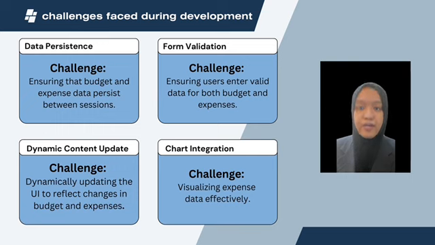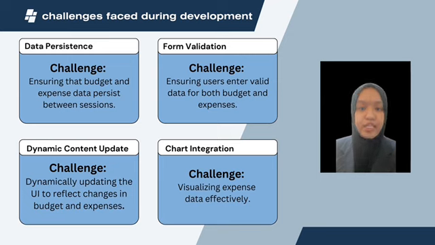Next is dynamic content update. The challenge is dynamically updating the UI to reflect changes in budget and expenses. The solution we identified is creating functions like updateUI that update the DOM based on the current state of budget data. This involves manipulating the DOM to display the latest data, rendering expense items in the table, and updating budget, total expense, and budget left values. So implementing logic to dynamically update the chart with the latest expense data.